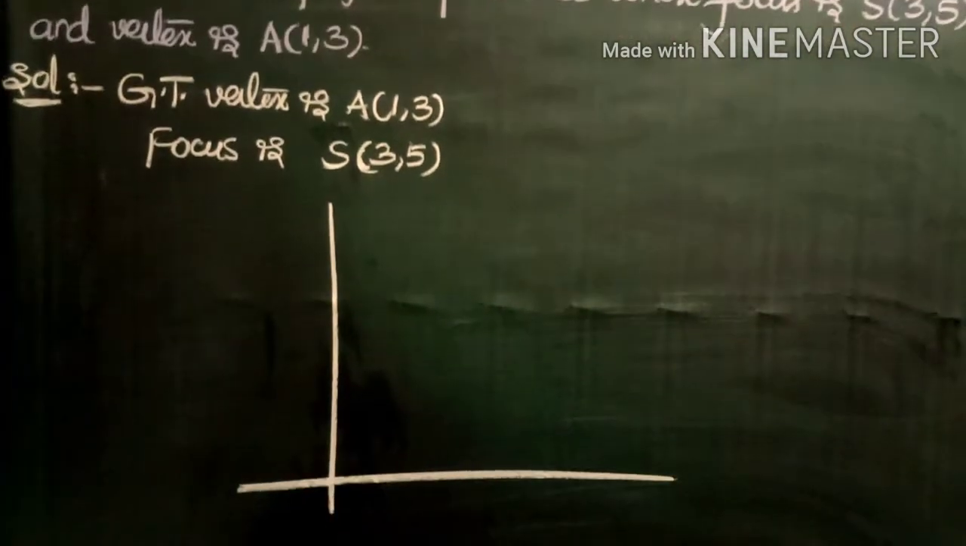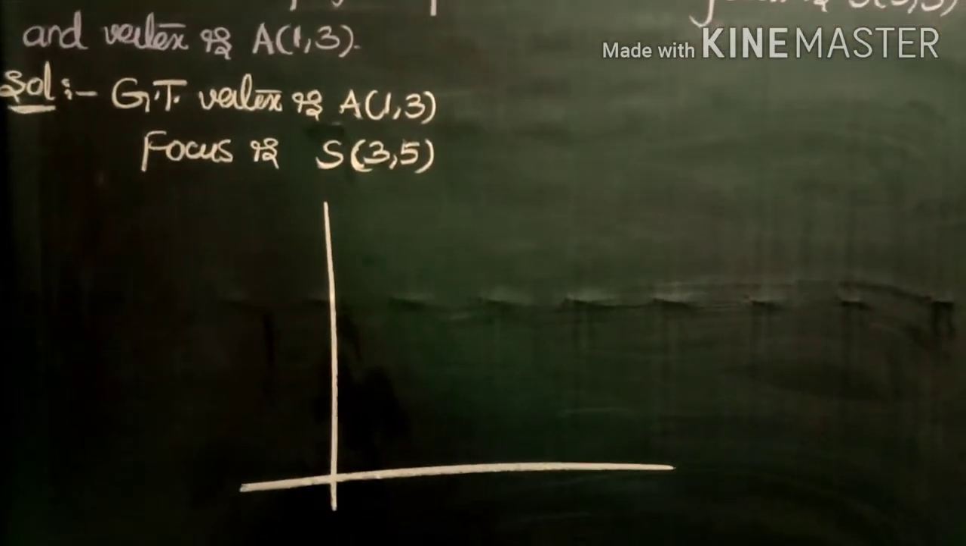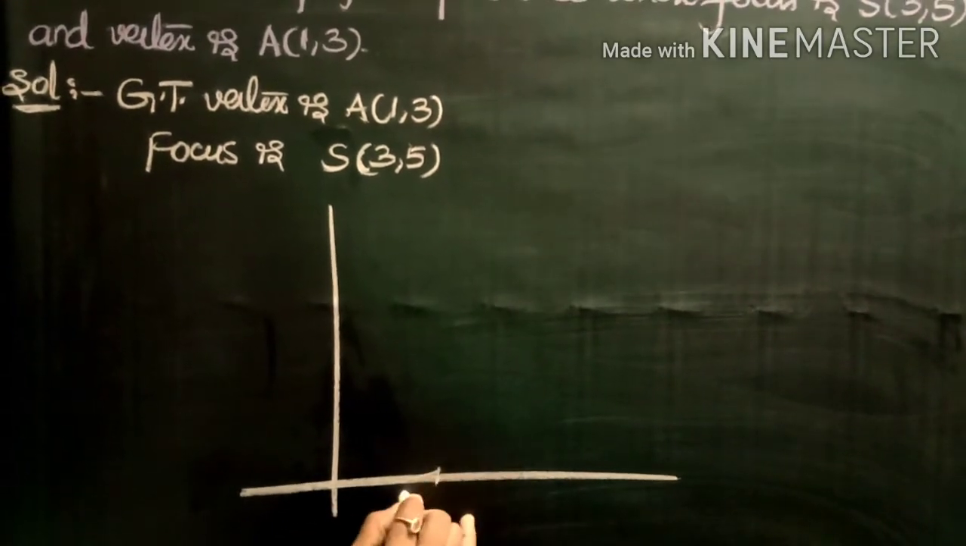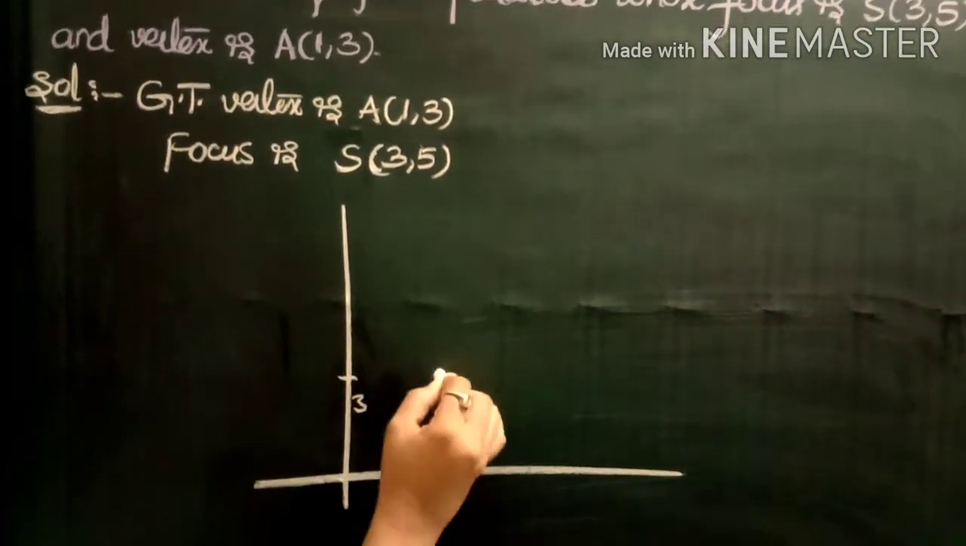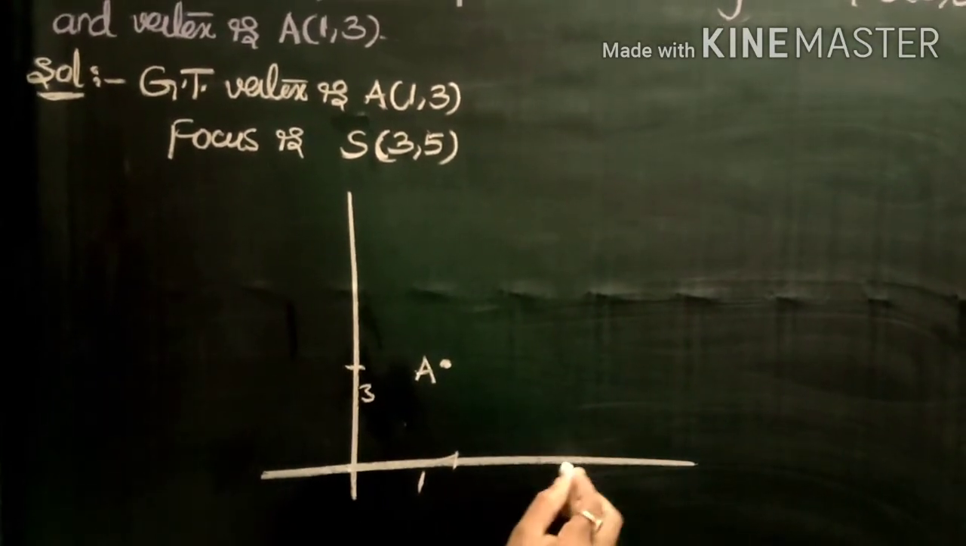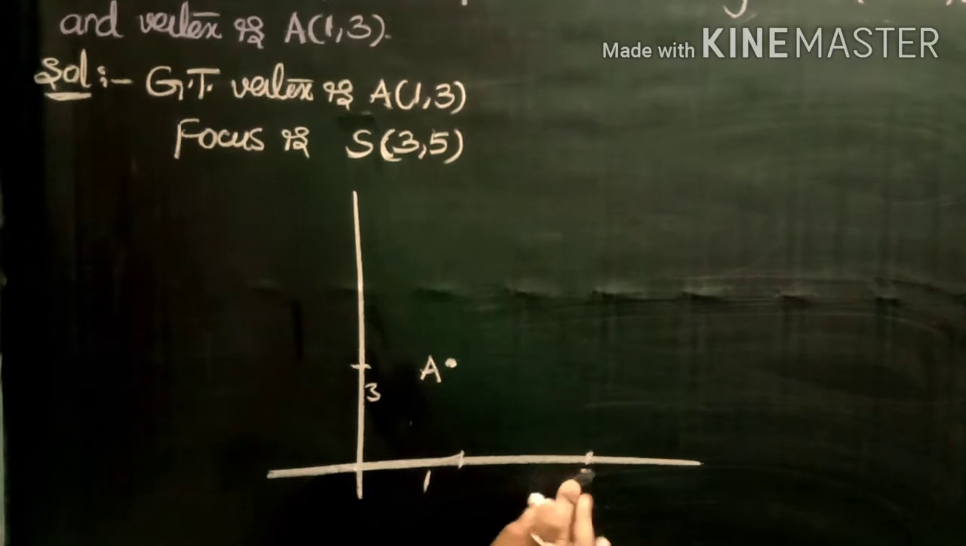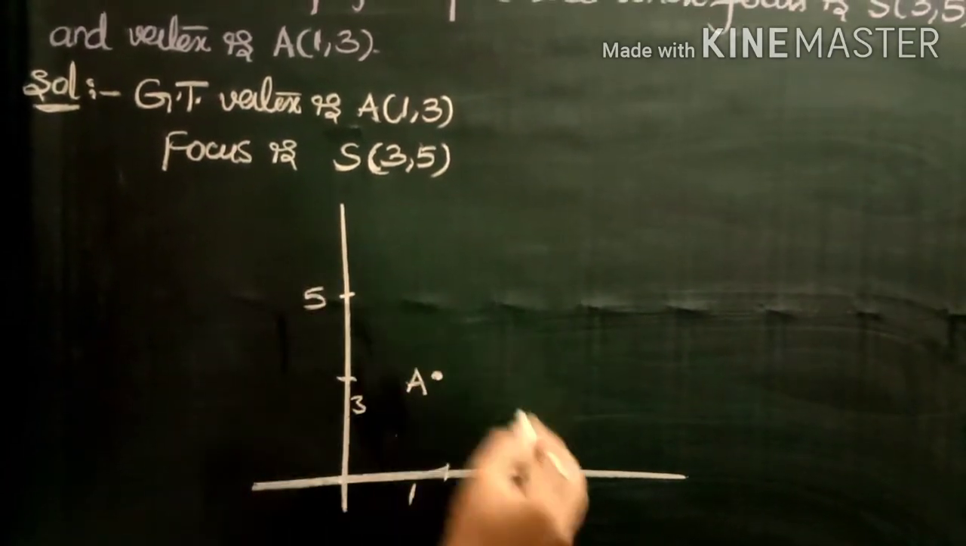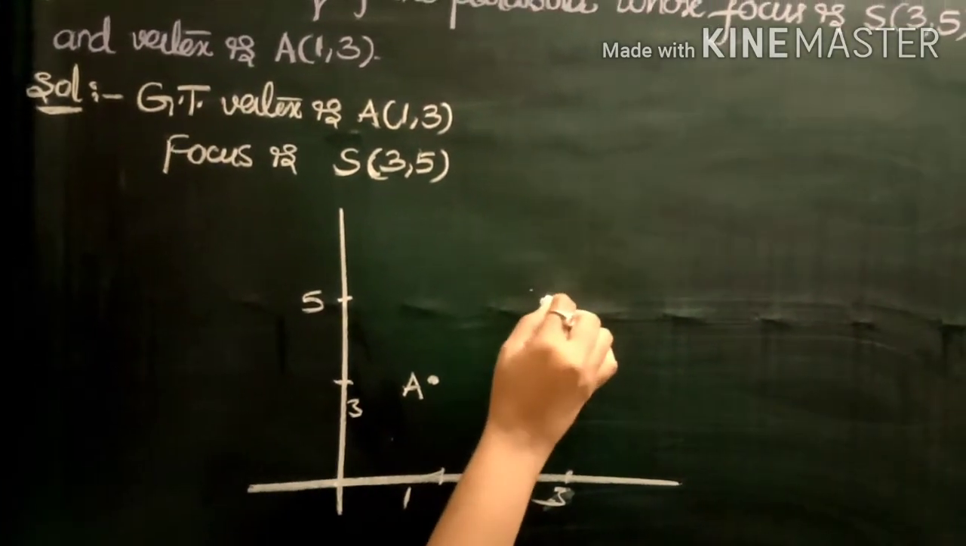Now these are the x-axis and y-axis. Focus is (3, 5), vertex is (1, 3). This is the vertex A(1, 3), and this is the focus (3, 5). This is 3 distance, this is 5 distance. So the focus is here. This is the point focus.